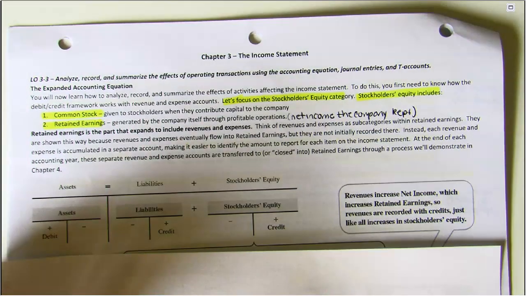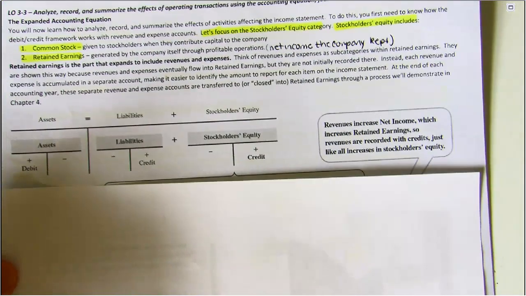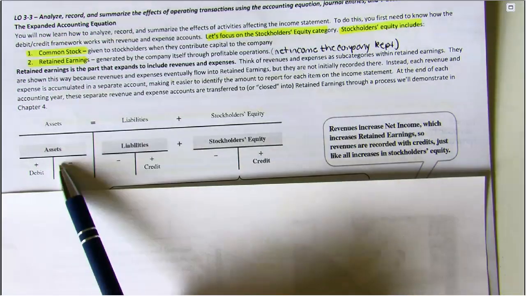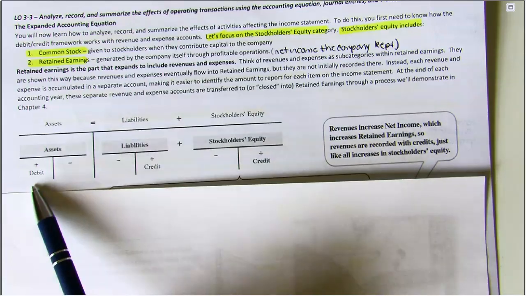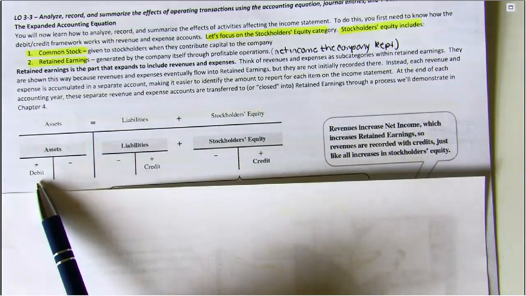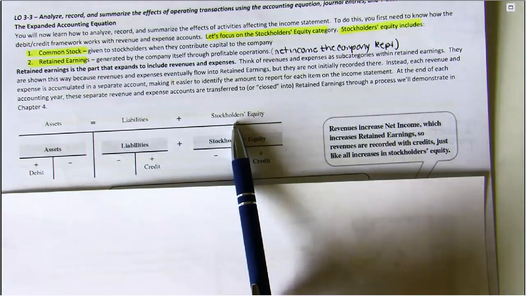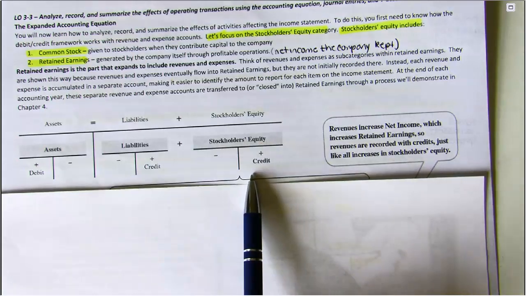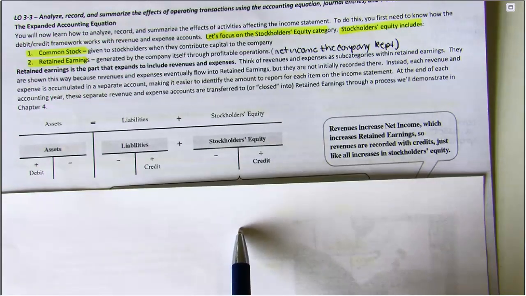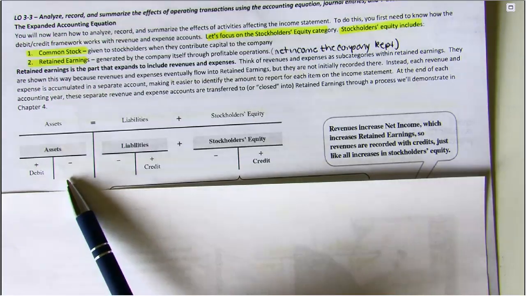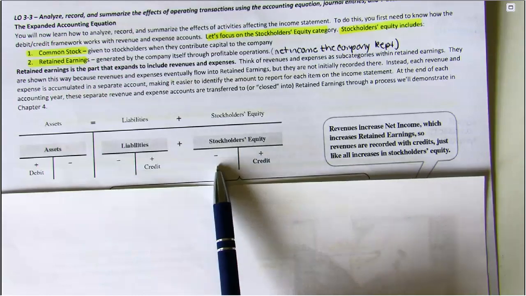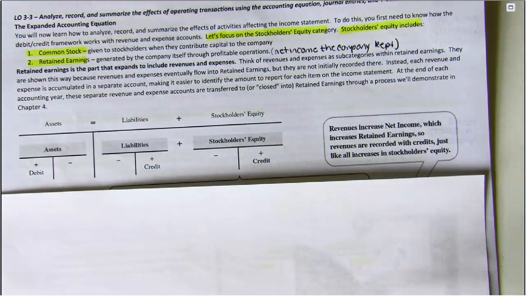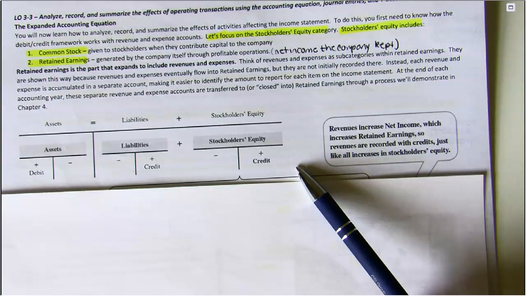If you recall from Chapter 2, the rules of debit and credit were based on this accounting equation. Assets are on the left side of the equation, so we increase on the left or the debit side. Liabilities and stockholders' equity are on the right side of this equation, so we increase on the credit or the right side. And to decrease, we simply do the opposite. We credit assets and we debit liabilities and stockholders' equity accounts. But I don't see anything about revenues and expenses.